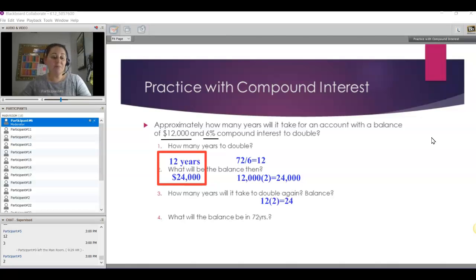Okay? Now the second part of the question is, what is its balance? So if it takes 12 years to make $24,000, and down here I did another 12, so what would 24,000 times 2, because I'm doubling it again, would equal $48,000. Okay, so here is my answer. Does everybody know where I got this from?